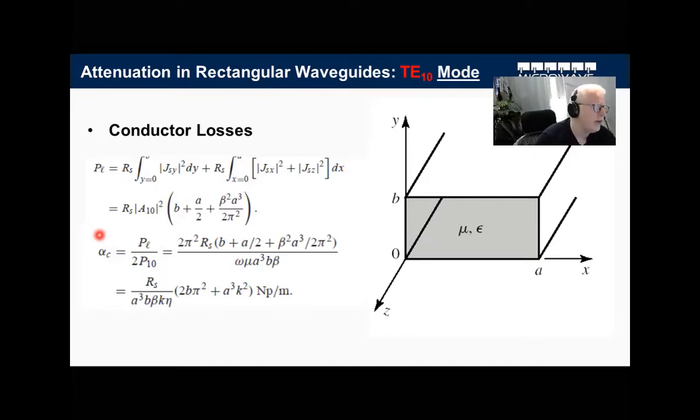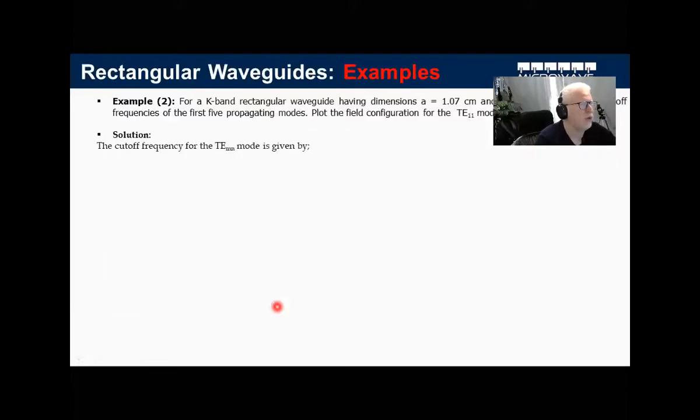losses. So alpha C, or the conducting attenuation coefficient, is simply the power loss in the phase, which is PL over 2, over the overall power propagating, which is P10. So by dividing PL over 2, sorry, over P10, you can get this alpha C. So this is simply what we have done, and we also plot this.